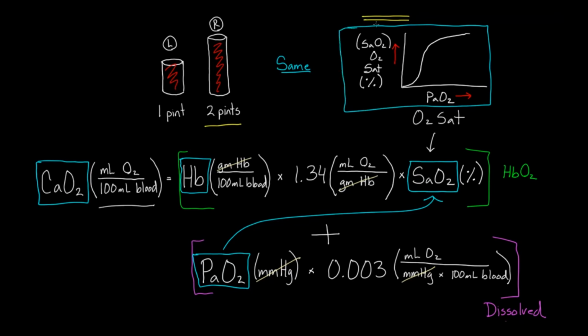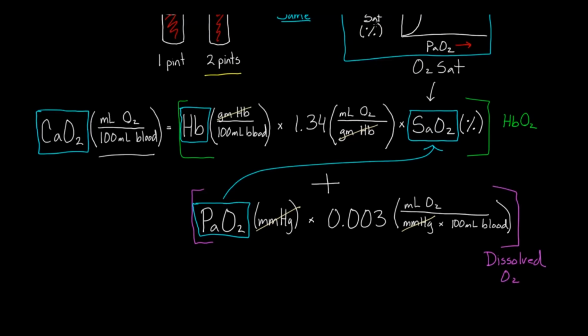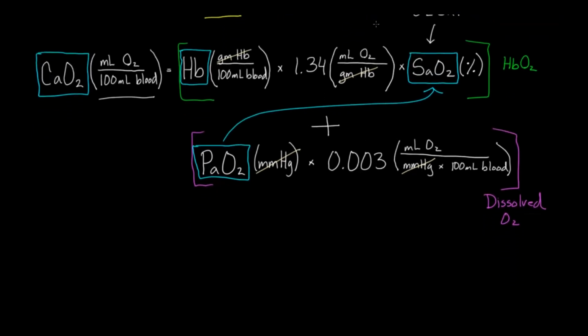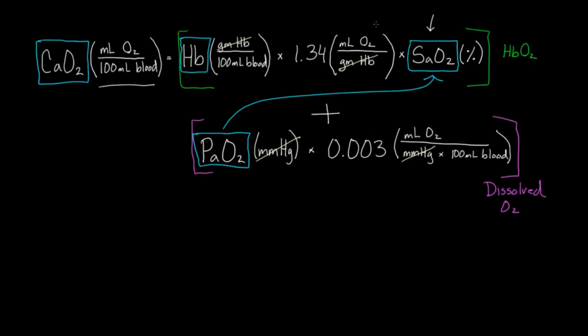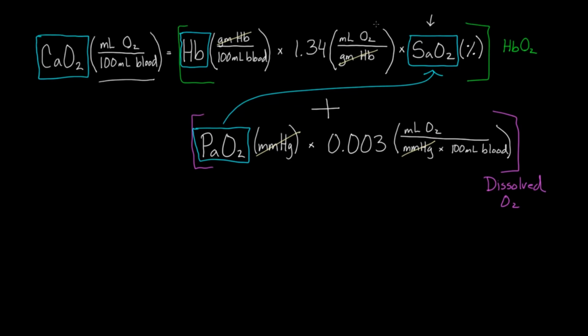So this is my formula for calculating the total oxygen content. So let's actually use this formula. Let's think through this. When I think through it, I always go through all of my 4 variables. Let me just jot them down here so we keep track of them. Let's do PaO2, SaO2, and then hemoglobin, and the total oxygen content. These are my 4 variables.